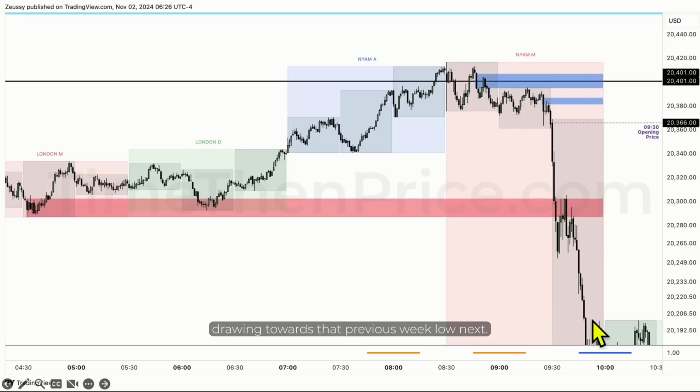drawing towards that previous week low next. Now, even though this was the day in advance of NFP, this was a very clean day when it came to the AMD fractals present, and I kindly suggest you to investigate the delivery which took place.